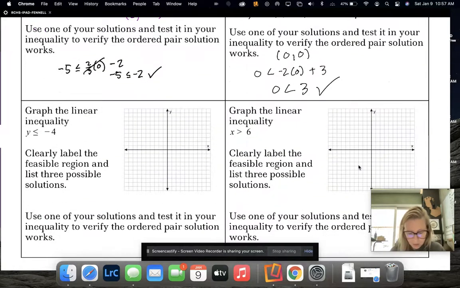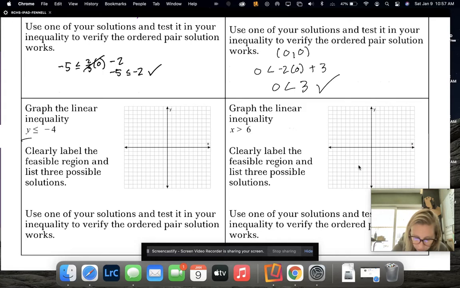Okay, when you have just a y equals line, remember if you had y equals -4, that would just be a horizontal line at y equals -4. So remember, y equals lines are horizontal lines.